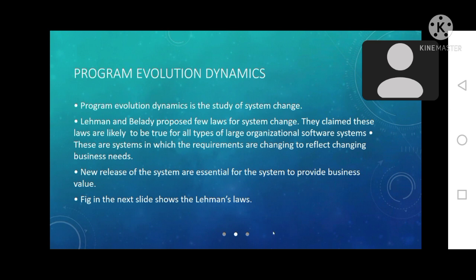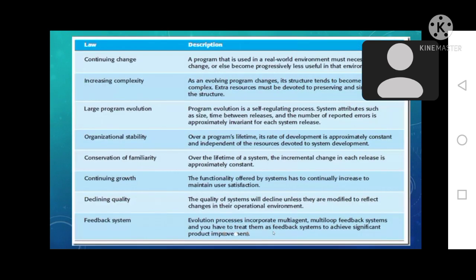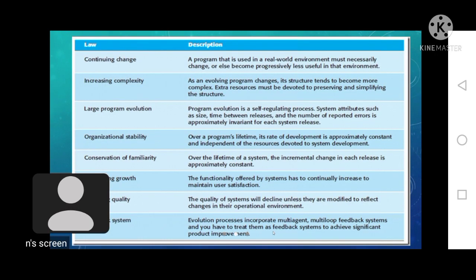Now let's move on to Lehman's laws. Law of continuing change: a program that is used in a real-world environment must necessarily change or else become progressively less useful in that environment. As we see, technology is advancing day by day. So the program should be able to cope up with it, or else it is of no use.